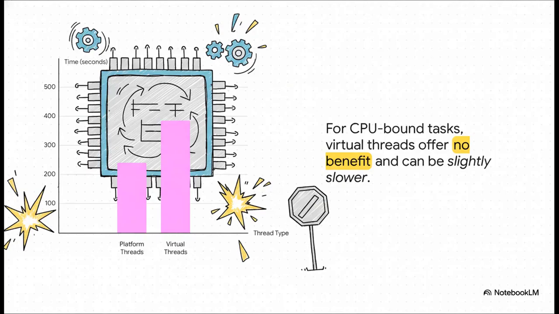So what about tasks that are just crunching numbers nonstop? CPU-intensive stuff. Well, for a test like this one, you can see that virtual threads are actually a tiny bit slower. And why is that? It's simple, really. You can't have more things running at the same time than you have CPU cores. If your tasks are always busy using the CPU, virtual threads just don't offer any benefit.